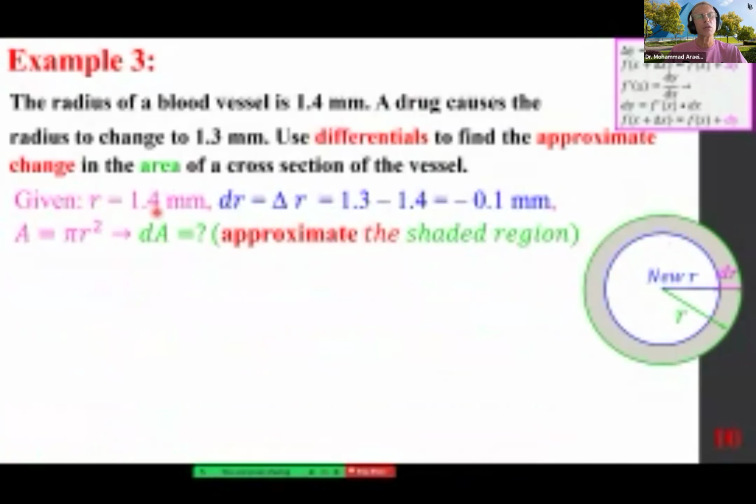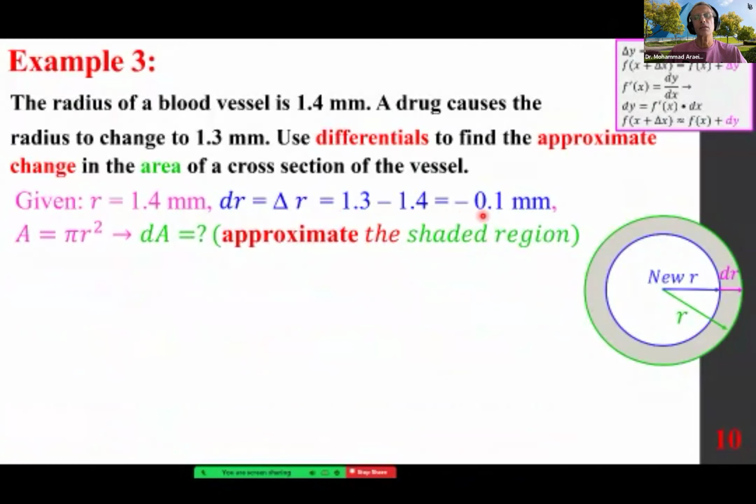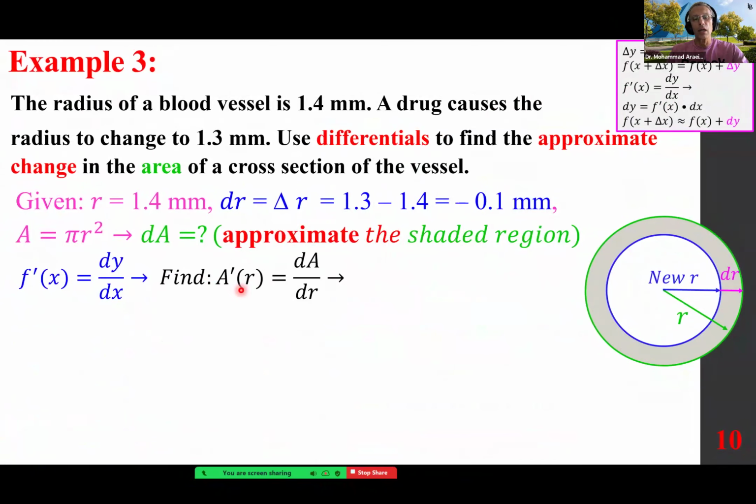So given R is equal to 1.4, dr or delta R is 1.3 minus 1.4 or negative 0.1 millimeters. We should know the area is pi r squared. And we are interested in finding dA, in other words, approximating the shaded region. So since we do know that f prime of x is dy dx, then A prime of r must be dA dr, and we are finding dA. We know dy is the product of these two, and dA will be A prime of r dr.